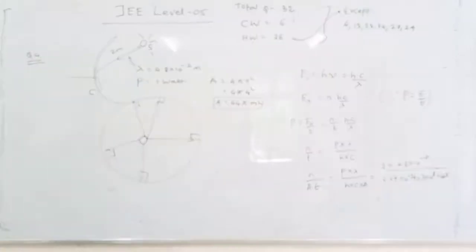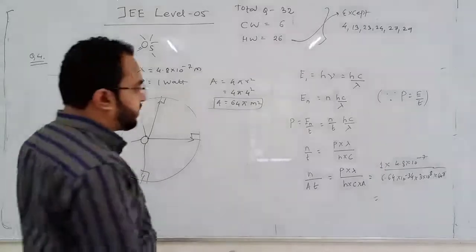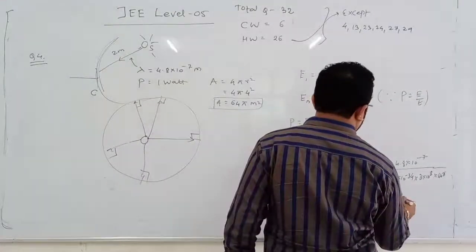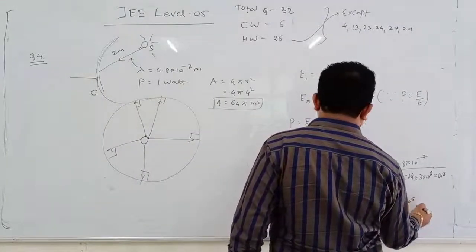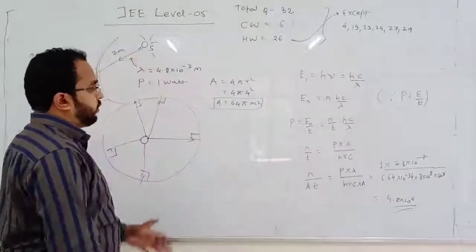Okay, so this you do by using a calculator. I will give you the answer. The answer will be B for Bombay, 4.8 into 10 to the power 16. So this will be the answer. So this is the procedure.